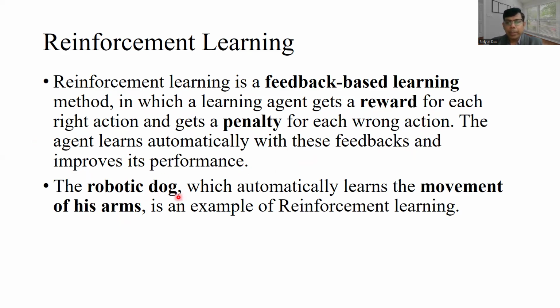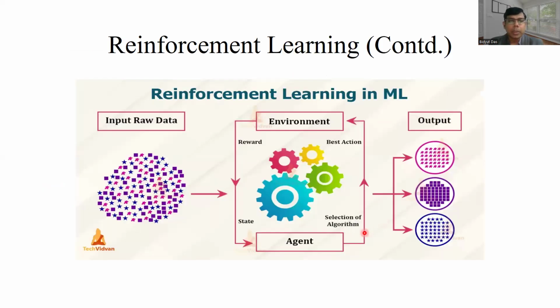A robotic dog moving its arms, automatically learning from the environment, is an example of reinforcement learning. So this is the overall diagram of reinforcement learning. It takes input raw data, and from this data the system learns automatically by using the agent. The agent gives a reward for the right action and a penalty for the wrong action, and this process continues until it gives a better result or better output. So that is the technique of reinforcement learning.